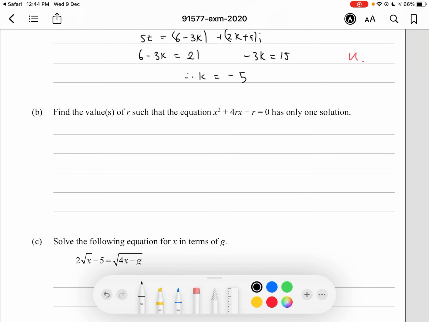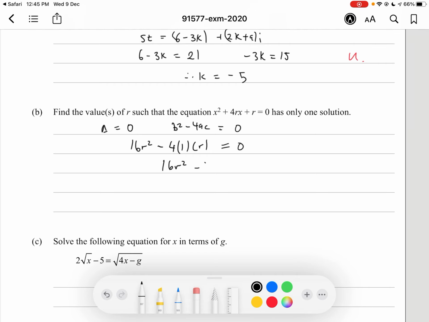Question B, find the values of r such that the equation x squared plus 4rx plus r has only one solution. So this is actually a pretty typical level 2 question, to be honest, since this is just our standard b squared minus 4ac, our discriminant equals 0, since there's only one solution. So b squared minus 4ac equals 0. So we have 4r whole thing squared, which is 16r squared, minus 4 times a, which is 1, times c, which is r, equals 0.